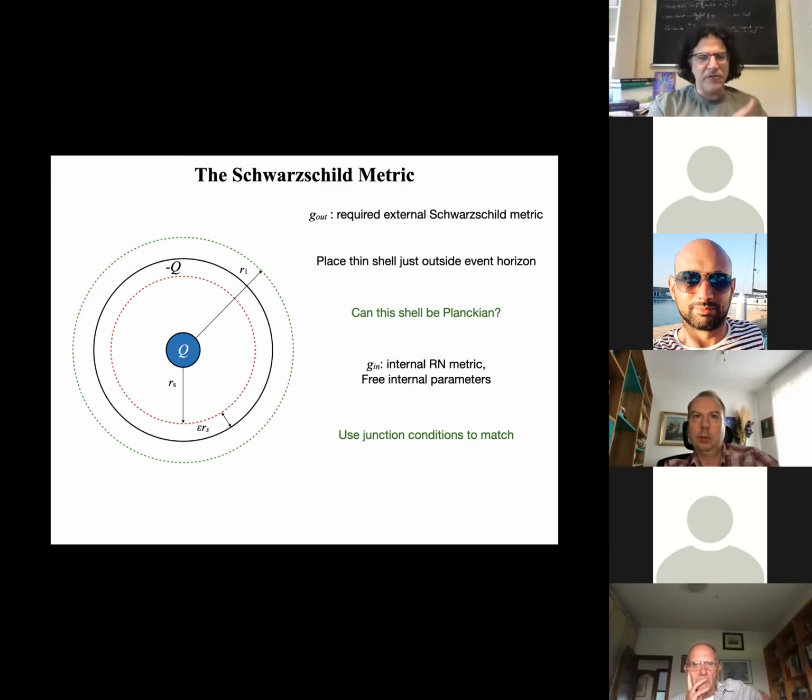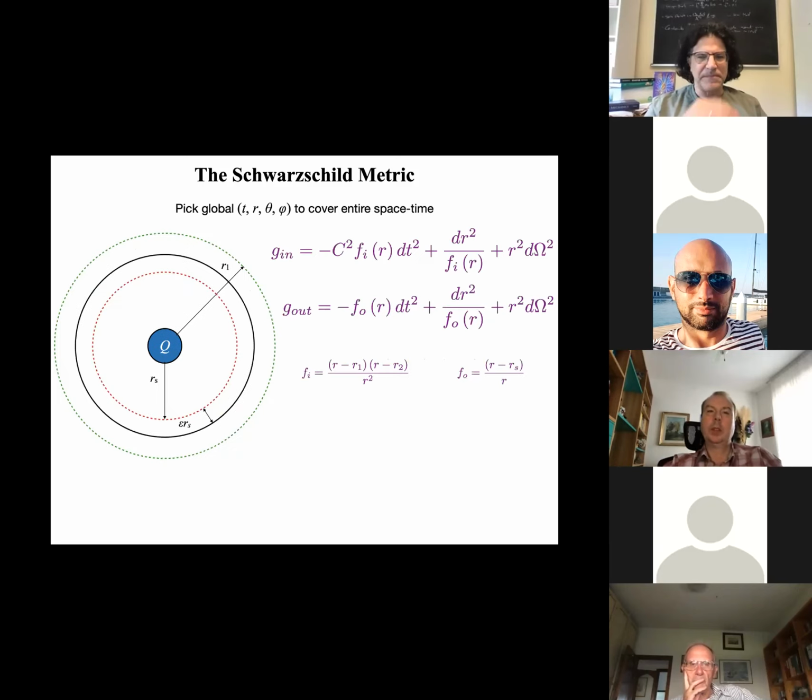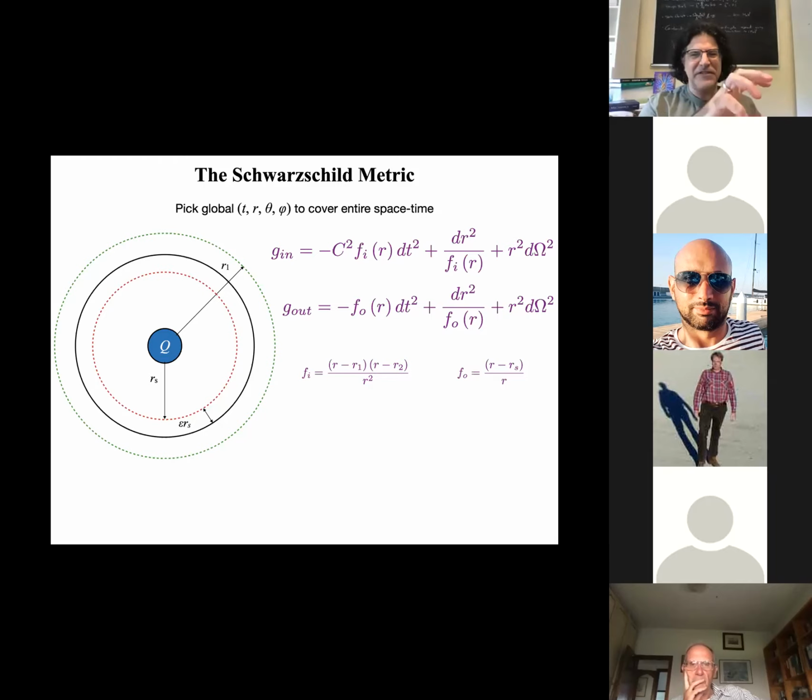It's the same as before. We use junction conditions to match, and we can ask questions about the shell. Is it reasonable? Can it have positive mass? Can it satisfy null energy condition or dominant energy condition? Is it reasonable matter-wise? It's the same exercise. There's a metric inside and outside. They look Schwarzschildian. They have a function in front of dt squared and 1 over the function in front of dr squared.